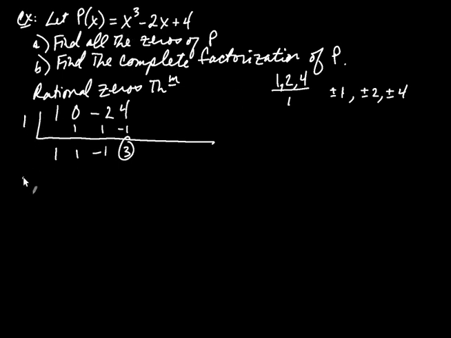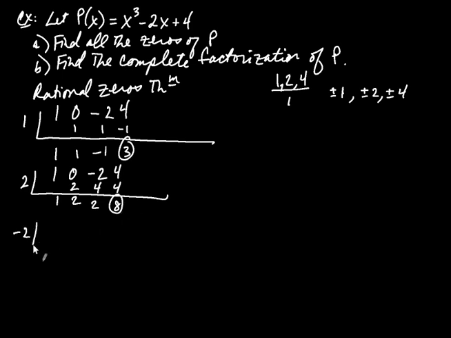Let's try 2. So trying 2 with the same coefficients, 1, 0, negative 2, and 4. I have 1, 2, 2, 4, 2, 4, and 8. Once again, the remainder is not 0. Let's try negative 2.